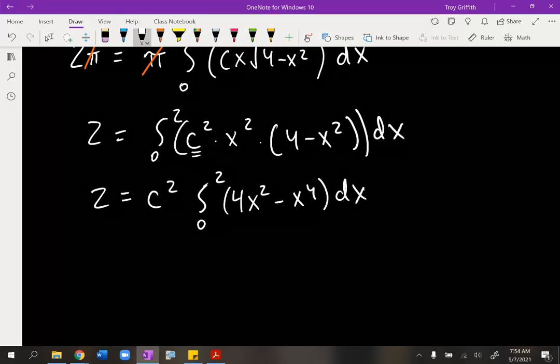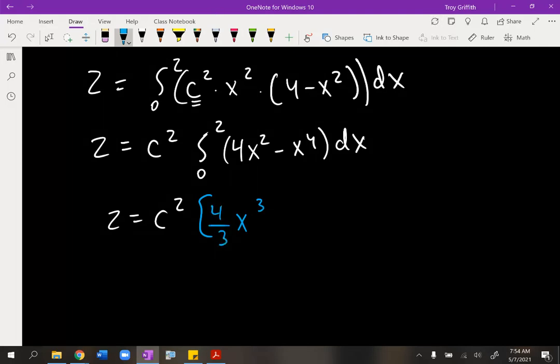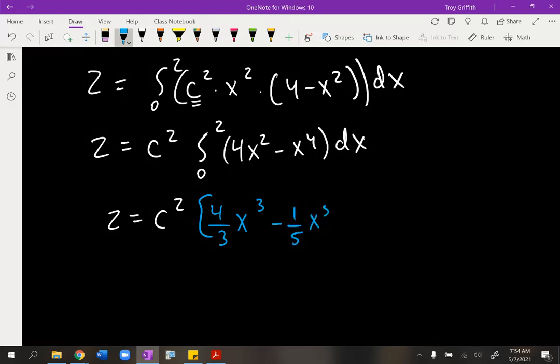dx, and now from here I can start taking the antiderivative. Okay, so antiderivative, I'll switch colors for this. I'm going to have 4/3 x cubed, and this one will be minus 1/5 x to the 5th, and we'll evaluate those from 0 to 2.